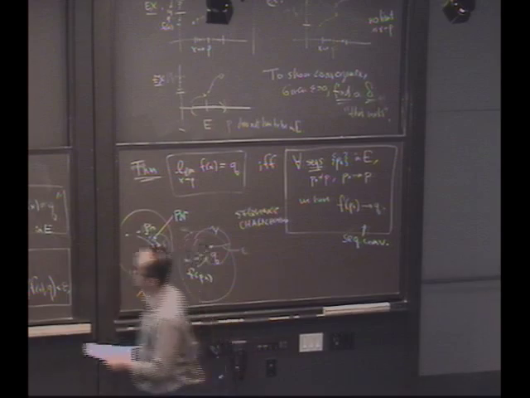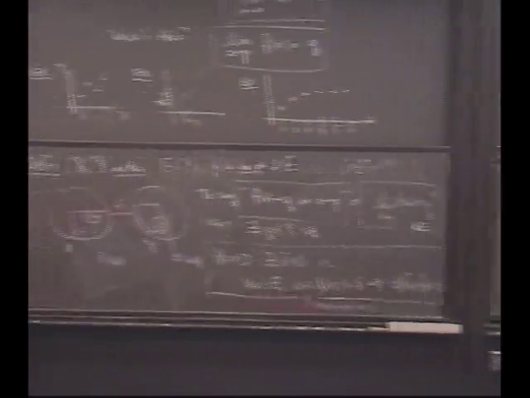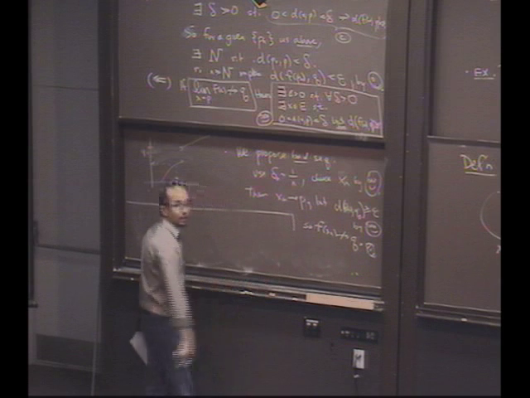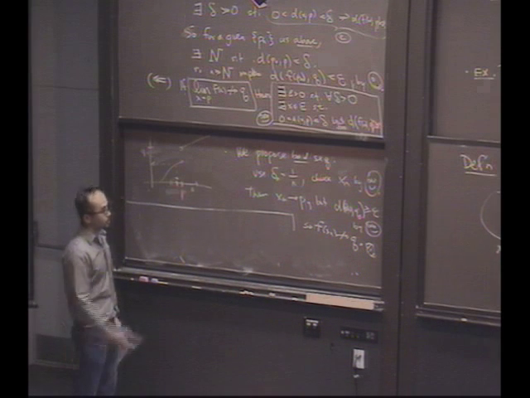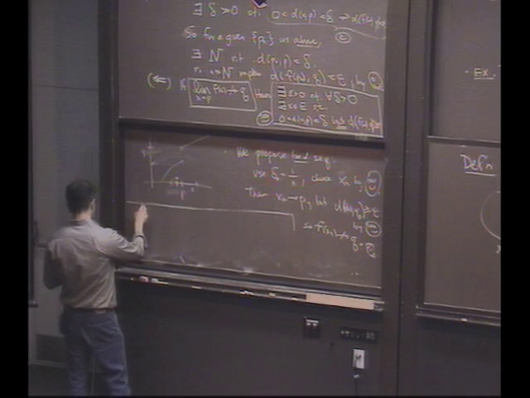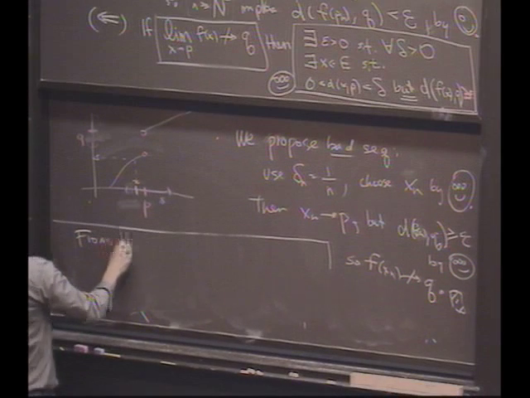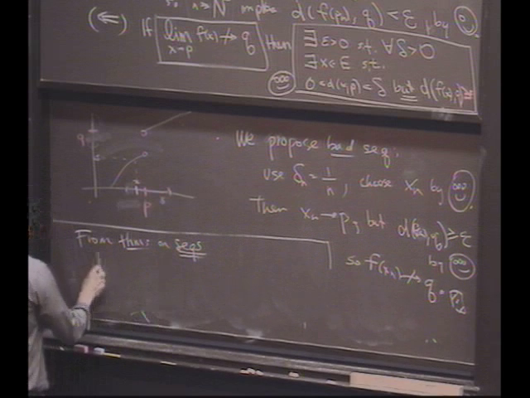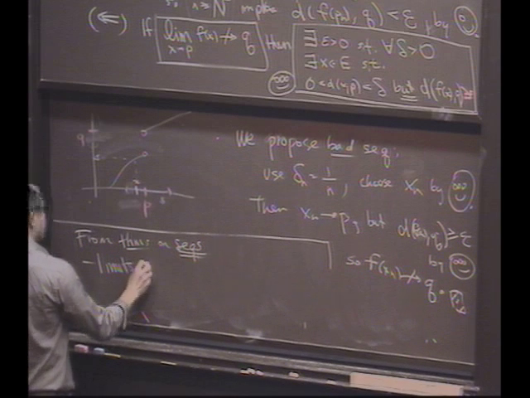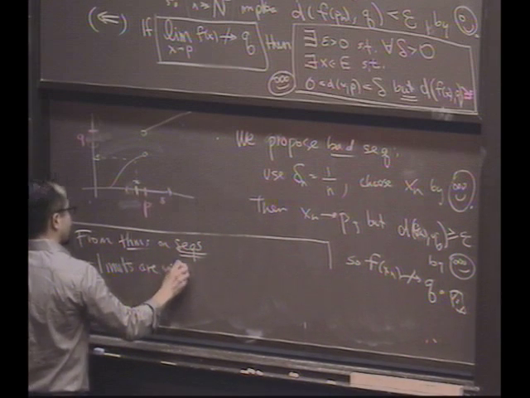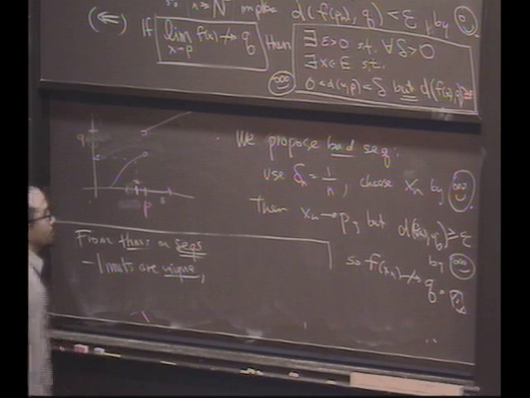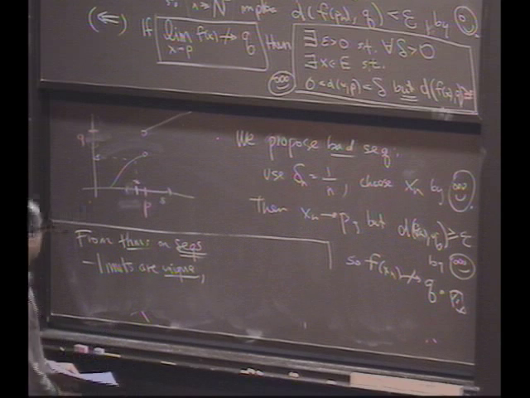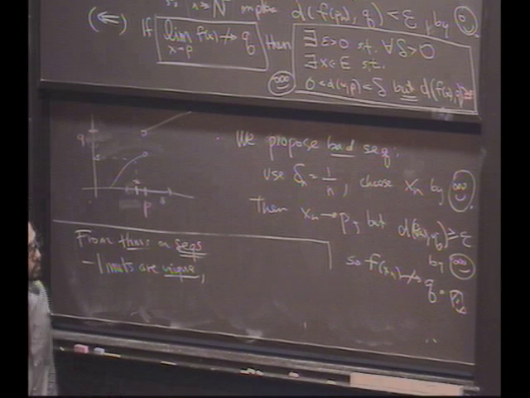So, for instance, what do you know about sequences? Well, limits of sequences are unique, aren't they? So limits of functions are going to be as well. So from the theorems on sequences, here's what we know. Limits are unique. You can't have the limit of a function be p and p prime, or q and q prime, unless q equals q prime. What else?